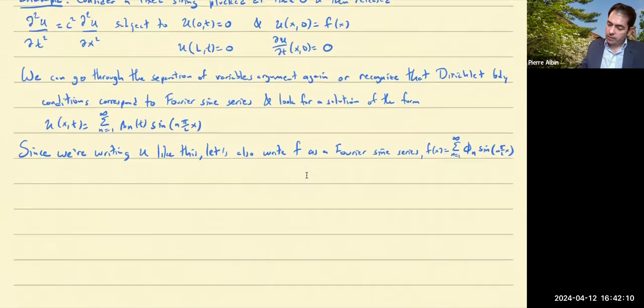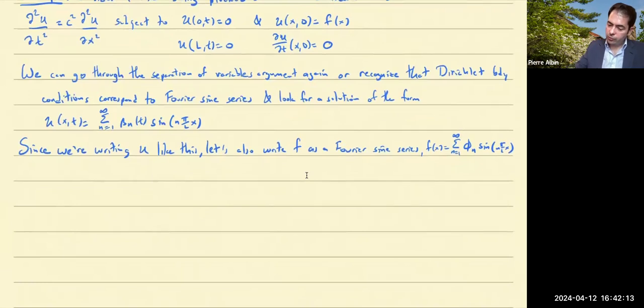Okay, so now that we've done that, let's substitute our guess into the equation. Now, when we do this, we don't need to write down these Dirichlet boundary conditions because we've already chosen to use the sine series, and so these will automatically be satisfied. So we just need to write the other conditions.